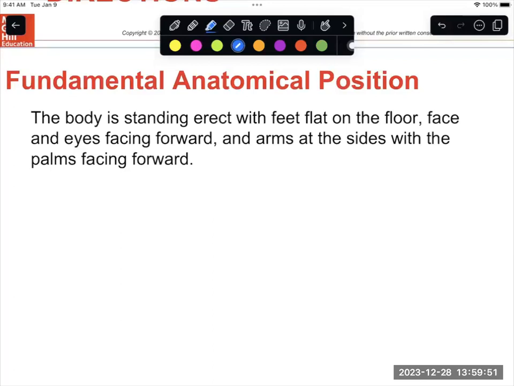A person who lies flat on their back is supine. When the palms face forwards, the arms are supine. Another way to remember supine, it has the word up in it, which means face up.